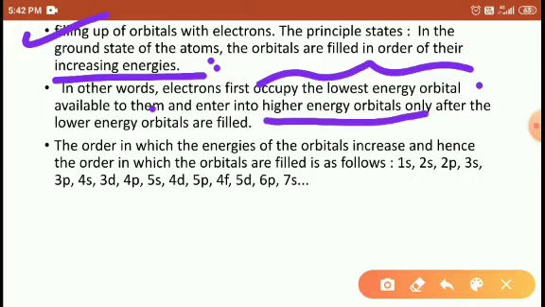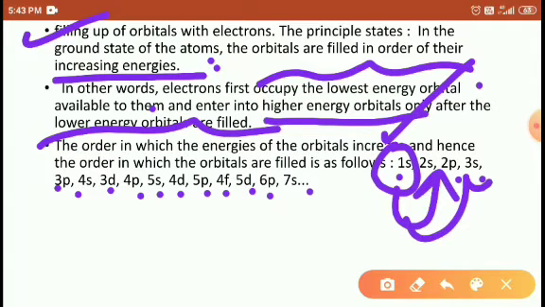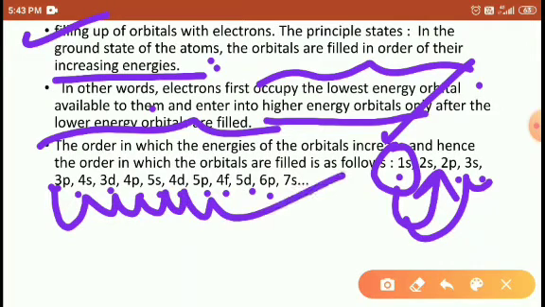So we are writing the order here, students. The order of energy is 1s, 2s, 2p, 3s, 3p, 4s, 3d, 4p, 5s, 4d, 5p, 6s, 4f, 5d, 6p, 7s, etc. They are written in increasing order. The 1s has the lowest energy, so the electrons first enter the 1s orbital. After filling 1s, they go to 2s, next 2p, 3s, 3p, 4s, 3d, 4p, 5s, and so on.